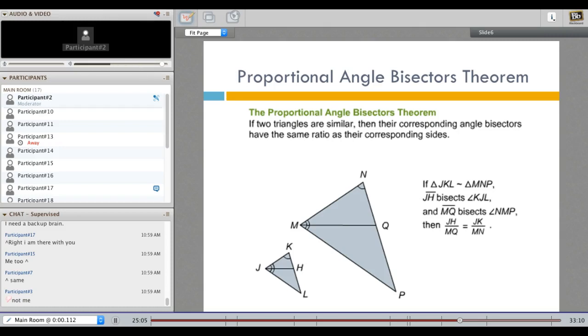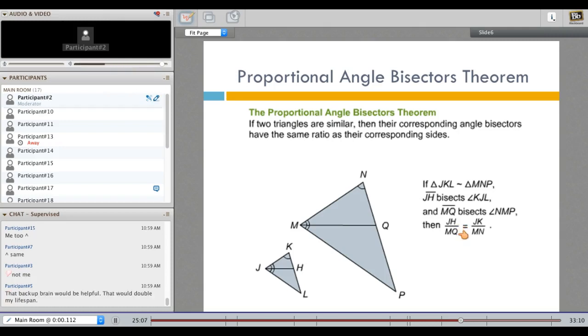Okay, so here's what the theorem says. It says JH and MQ. What are these? Look at the picture. What's your backup brain supposed to remember? What's the name of these? JH and MQ?